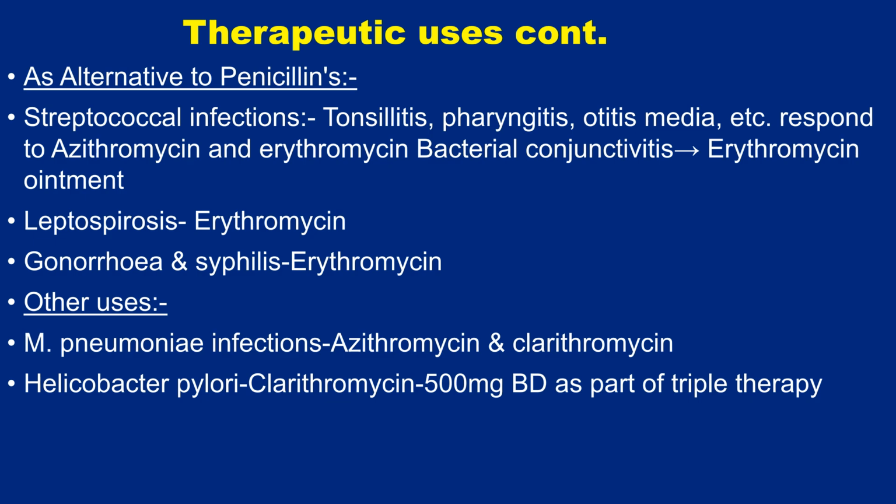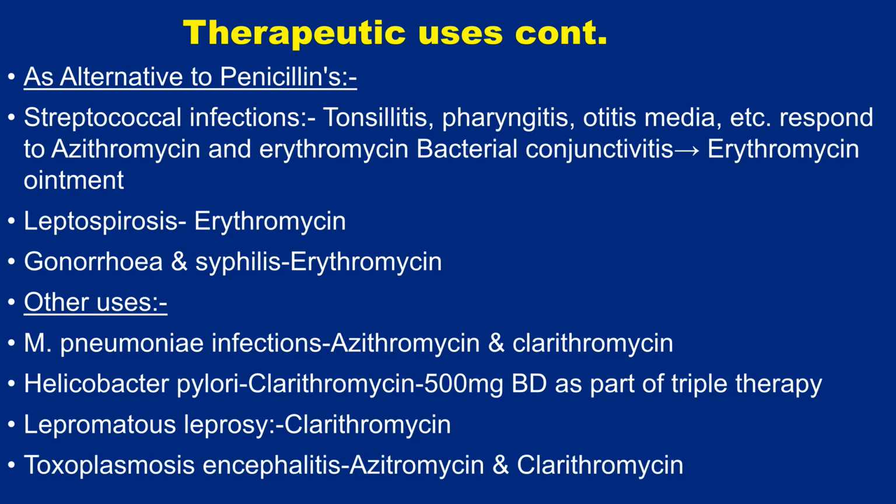H. pylori, which mainly causes peptic ulcers, can be treated with clarithromycin 500 milligrams twice a day as triple therapy along with other regimens. Leprosy can also be treated with clarithromycin. Toxoplasmosis can be treated with azithromycin and clarithromycin.